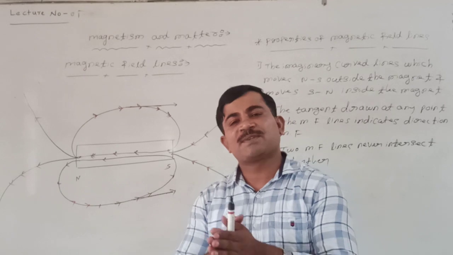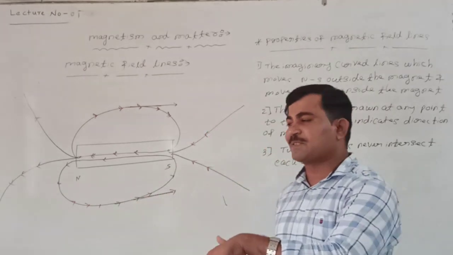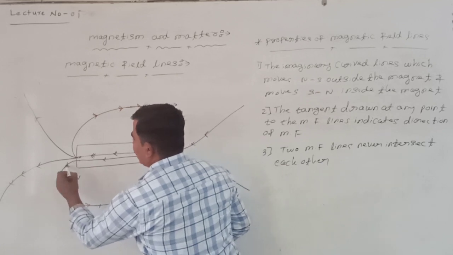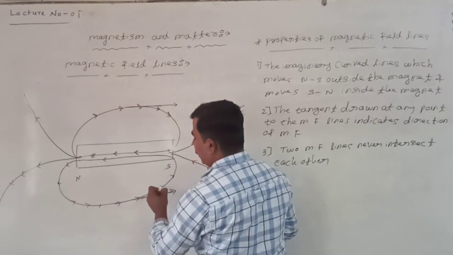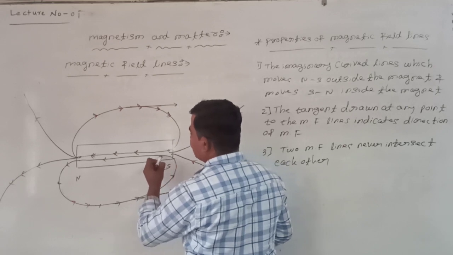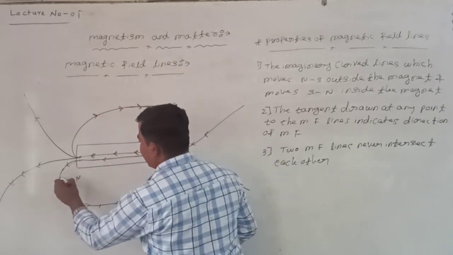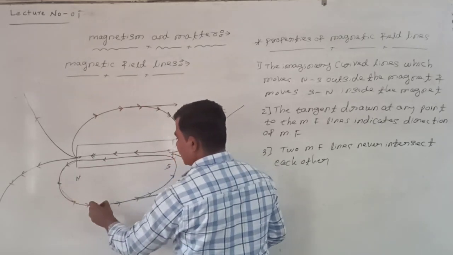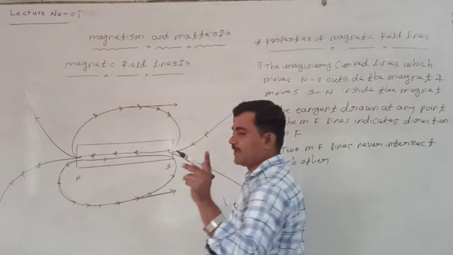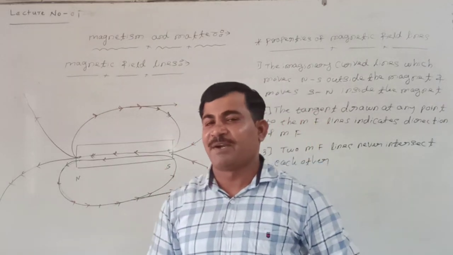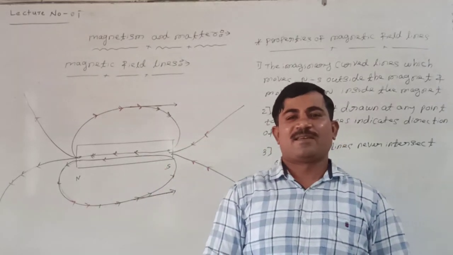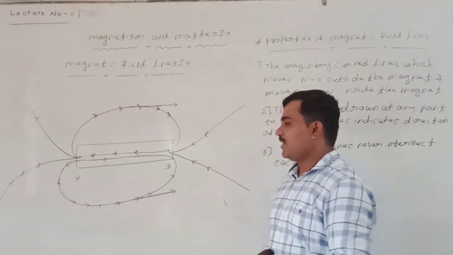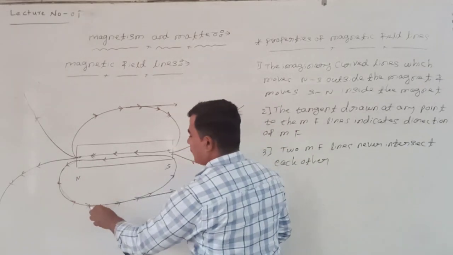Magnetic field lines form continuous closed loops. Closed loops mean, look at me. Magnetic field lines travel from north pole to south pole outside the magnet and south pole to north pole inside the magnet. This is a continuous closed loop. But electric field lines never form continuous closed loops, whereas magnetic field lines form continuous closed loops.